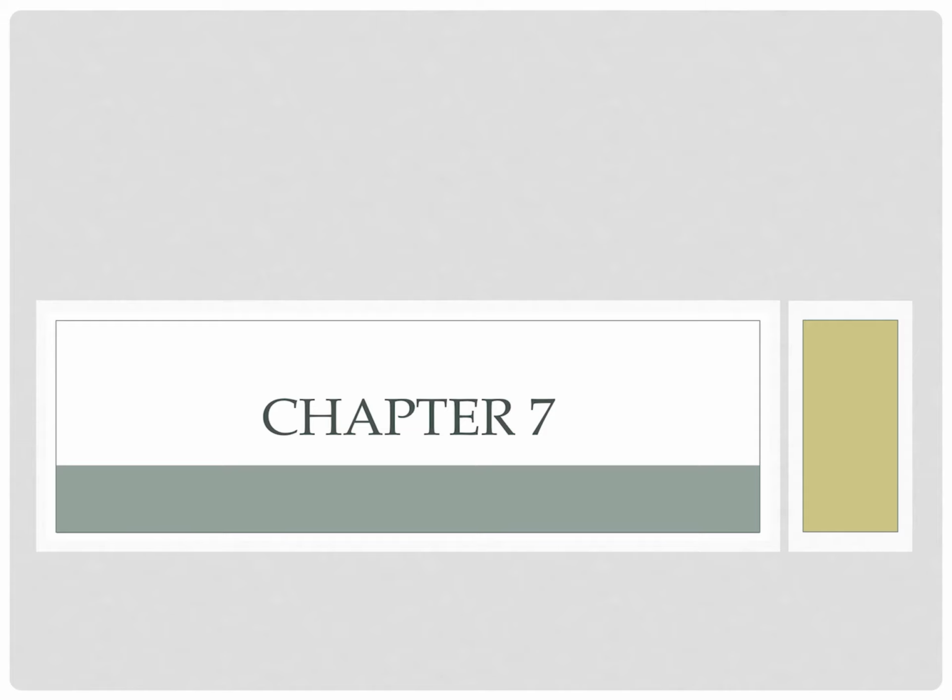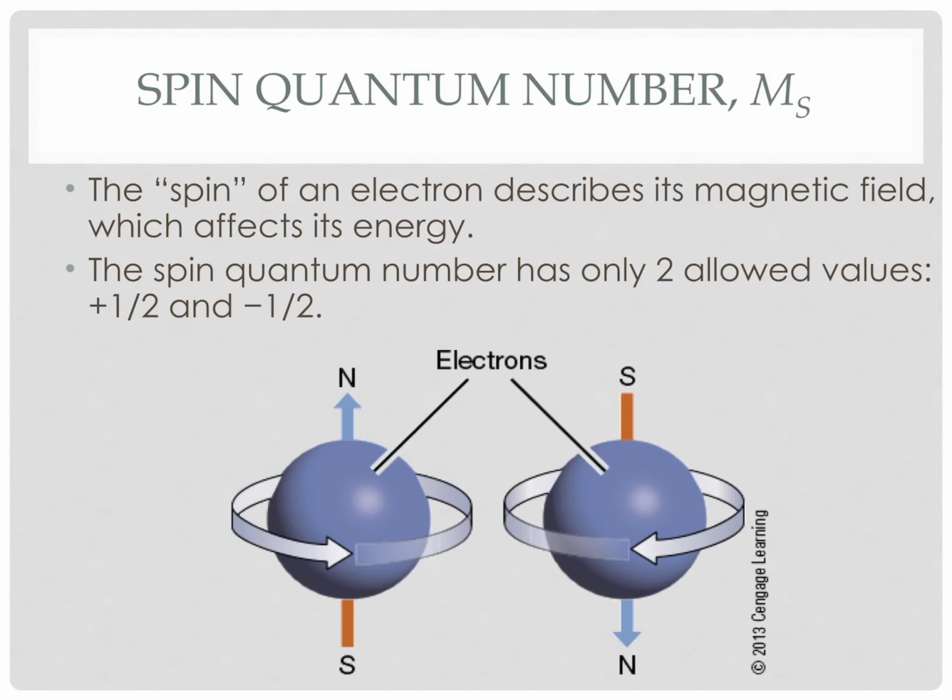In Chapter 7, we're going to be continuing our talk with quantum numbers. We only have one more quantum number left to look at, and really it's the easiest out of them all. It is the spin quantum number. Electron spin is quantized, so remember, quantized just means that there's a specific amount.